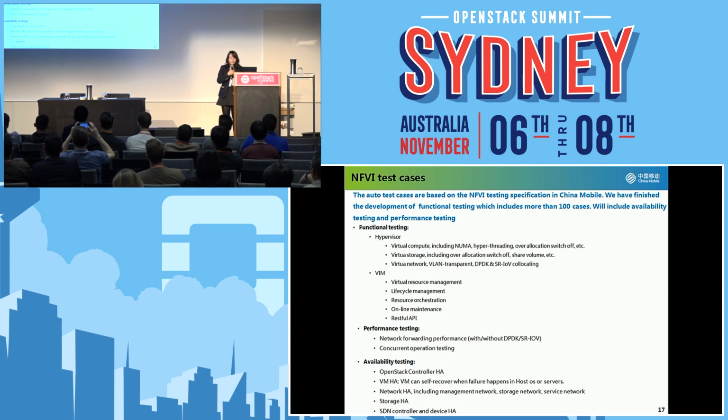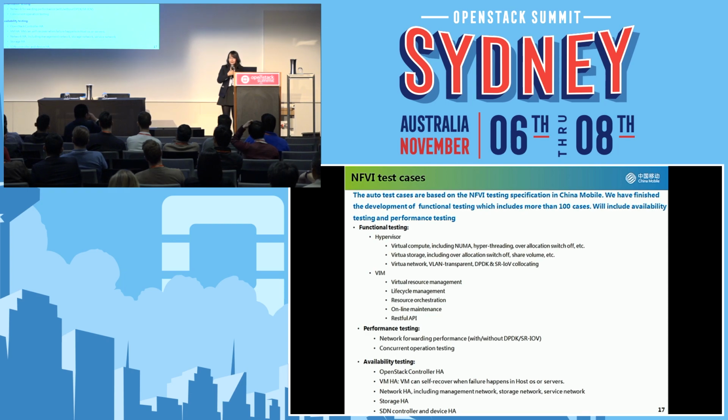And also, we have done some performance testing utilizing the Spirent iTest chassis, I think. I'm not sure. So we are doing the network forwarding performance testing, with or without DPDK SR-IOV, to see how the network performs. And we are now also working on concurrent operation testing.